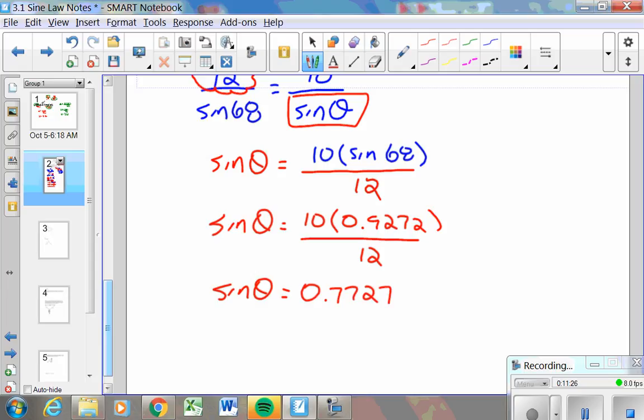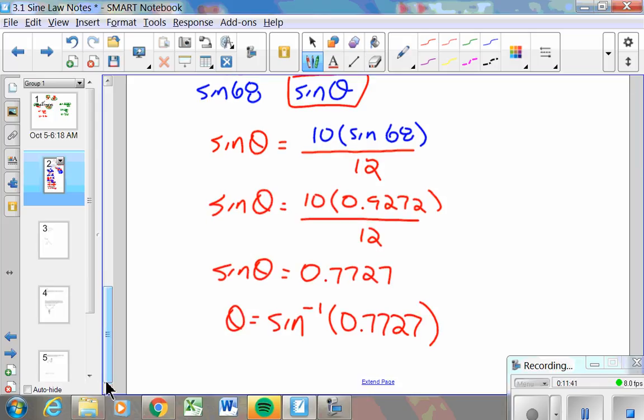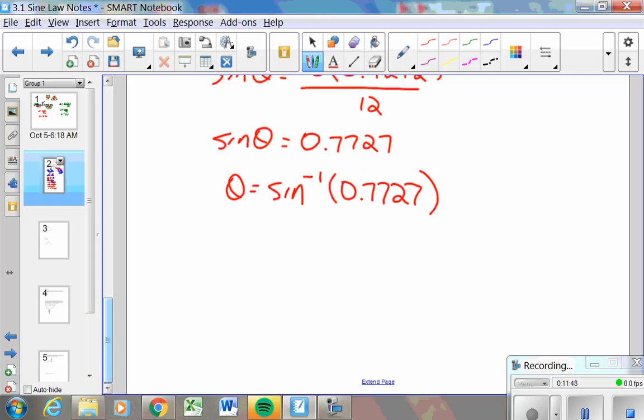0.7727. Now, how do I change that to an angle? I have to tell my calculator I want to work backwards. I want to change this decimal number, 0.7727, to an angle. So I use my second function, my shift function. Some of us have second sine, some of us have shift sine. But if I round this off to the nearest degree, I get an answer of 51 degrees.